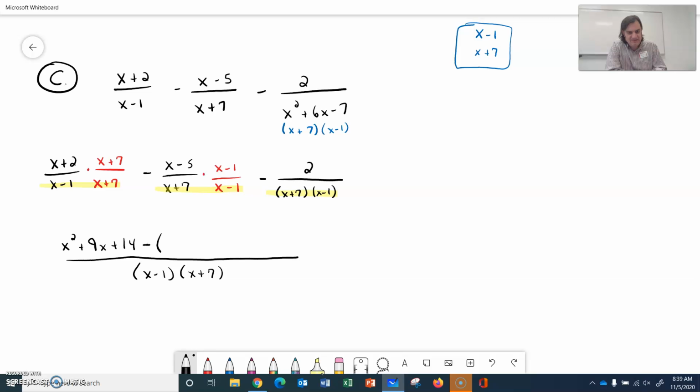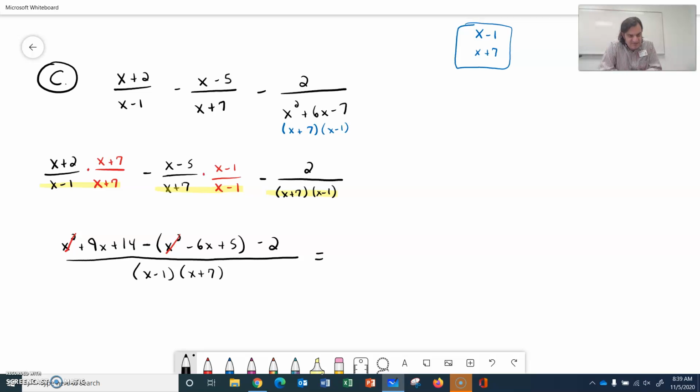And then the second fraction is subtraction, and it's x minus 5 times x minus 1. So let's see, if I FOIL that out, I get x squared minus 6x plus 5. And then I just have a minus 2 at the end. So I need to collect some like terms. It's kind of nice because the x squared minus the x squared will cancel out. That's about the only real cancel I can do.